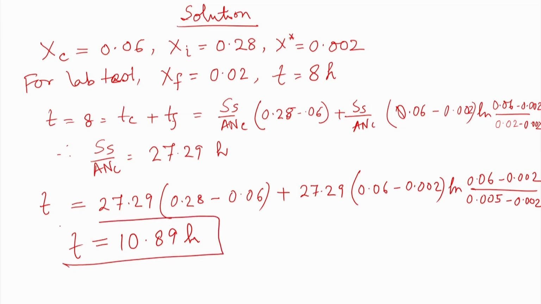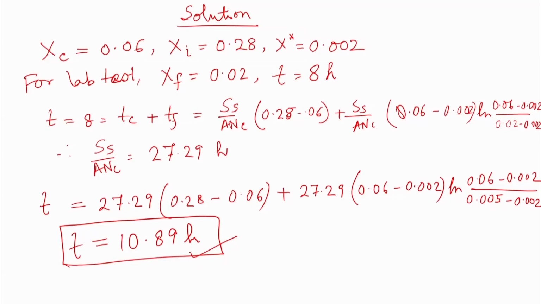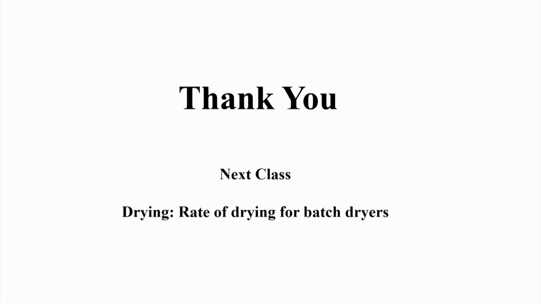Okay. So, this is the total time required to dry this wet solid, because in this case the total drying condition is similar to that of the laboratory condition. So, a total of 10.89 hours is required to dry this, whereas it took only 8 hours for the laboratory condition. In the next class we will be discussing the rate of drying for batch dryers. So, thank you.